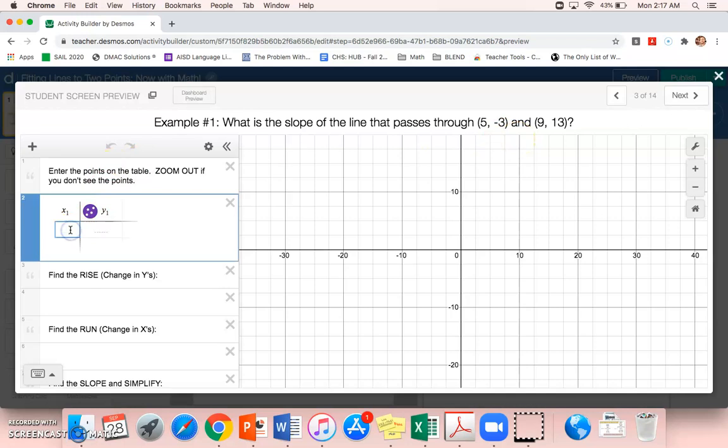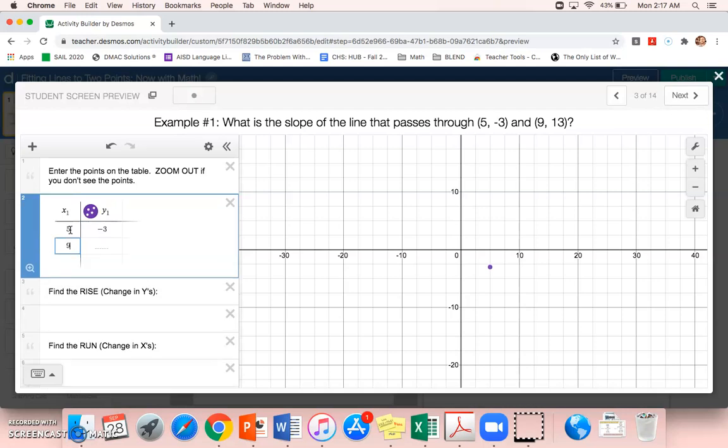So we're going to use this table feature here. We're going to type in 5, -3. That's our first ordered pair. Then we're going to type in 9 and 13. And you'll notice right away we have 2 dots from left to right. It's moving in a positive direction. We want to measure that rise.